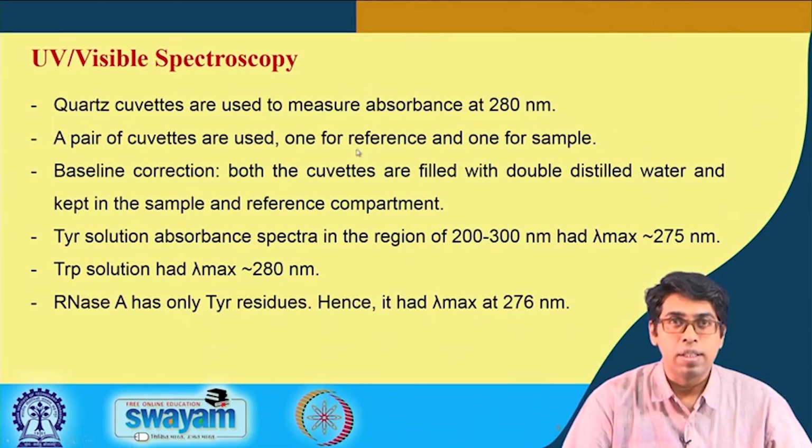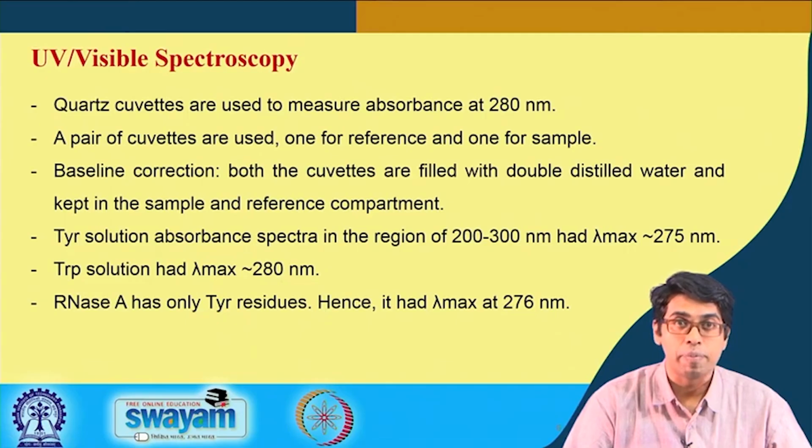Once the baseline correction was done, the sample was added to the cuvette which should have the sample, and for the reference one you would add water or buffer. It should be exactly the same buffer in which the protein or your amino acid is dissolved. That takes care of any contribution that the buffer or the buffer salts etc., can make in the absorption spectra. Once you collect your spectra, tyrosine gave us a spectra in the range of 200 to 300 nanometers with a lambda max of 275 nanometers, whereas tryptophan gave us a spectra with a lambda max of around 280 nanometers.